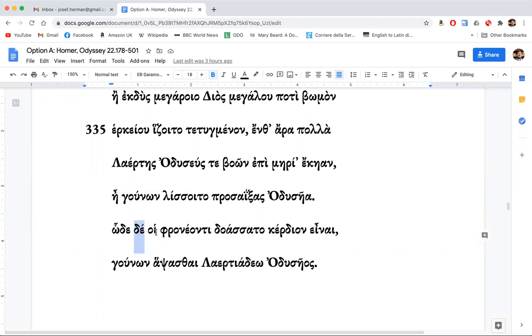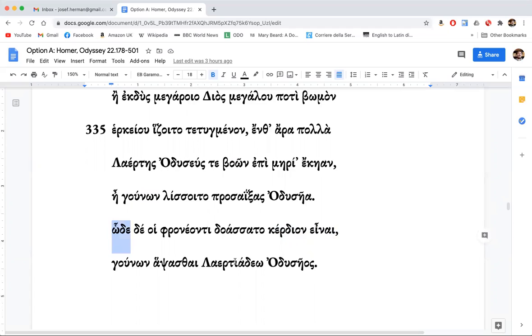to him, and in fact I translated der here, der hoi, der means and, hoi means to him, dative case, so and to him, and then phroneonti is a dative participle agreeing with hoi, so to him pondering, or we might say to him as he pondered, it seemed, doasata, it seemed, to be better, einai meaning to be, kerdion meaning better, thus, hode, in this way.